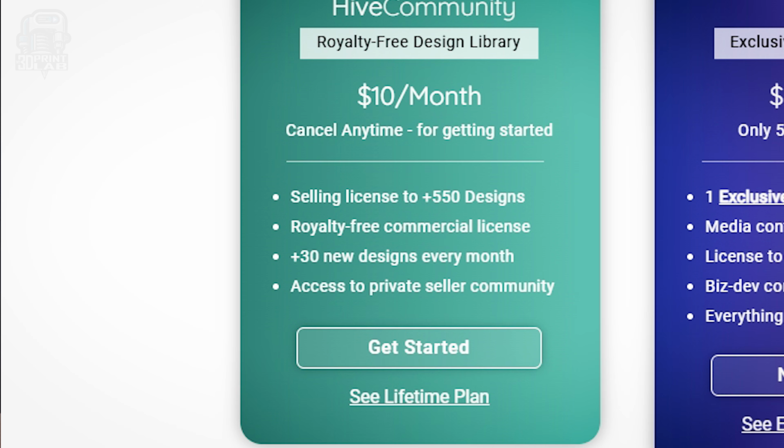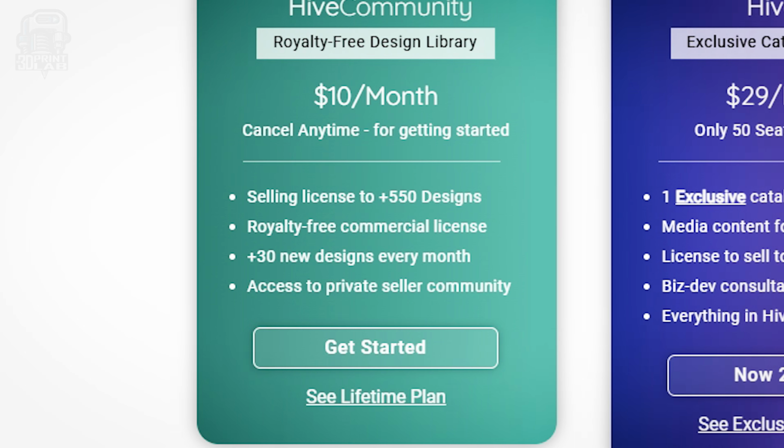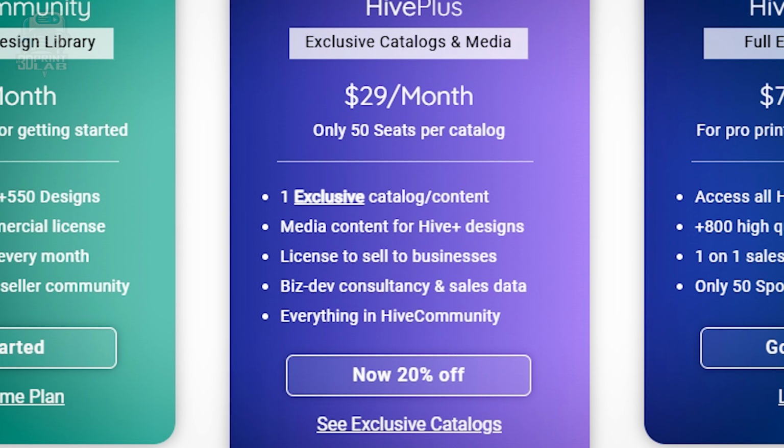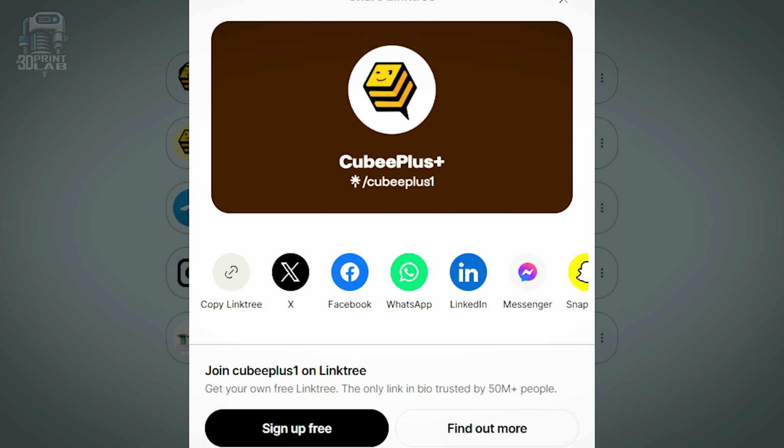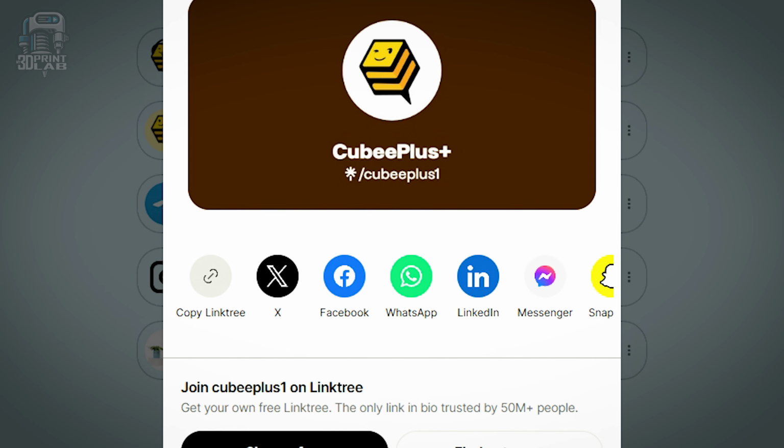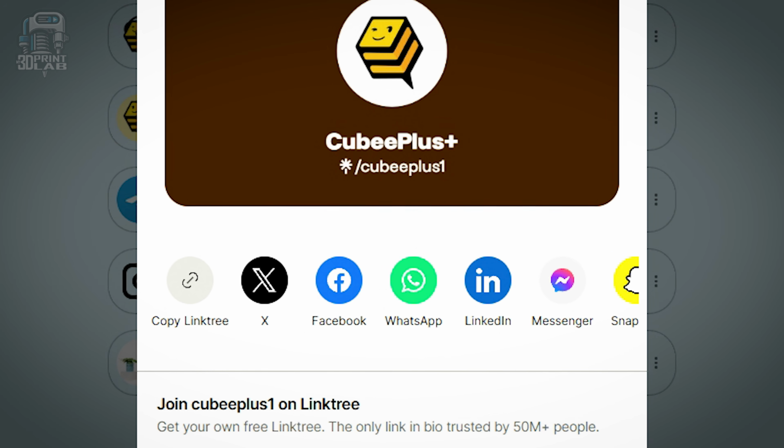And of course, you have to pay more to get more. Now the next step, the Hive Plus, obviously gives you everything in the community level, but this level also comes with some really exclusive high-end designs, and this will start you somewhere around $29 a month. They have a lot of designer catalogs, and you can choose one of those to go along with your Hive Plus membership. Along with all of that, you get one-on-one business support from the Cubee sales and marketing team.